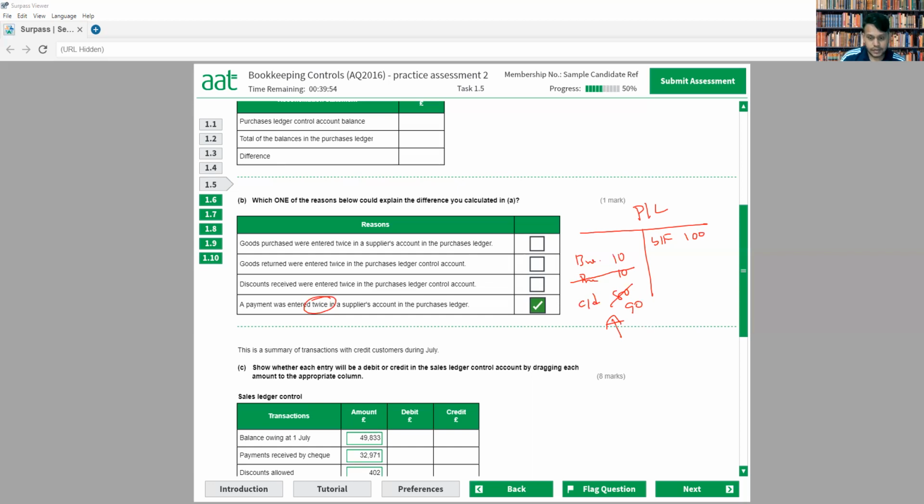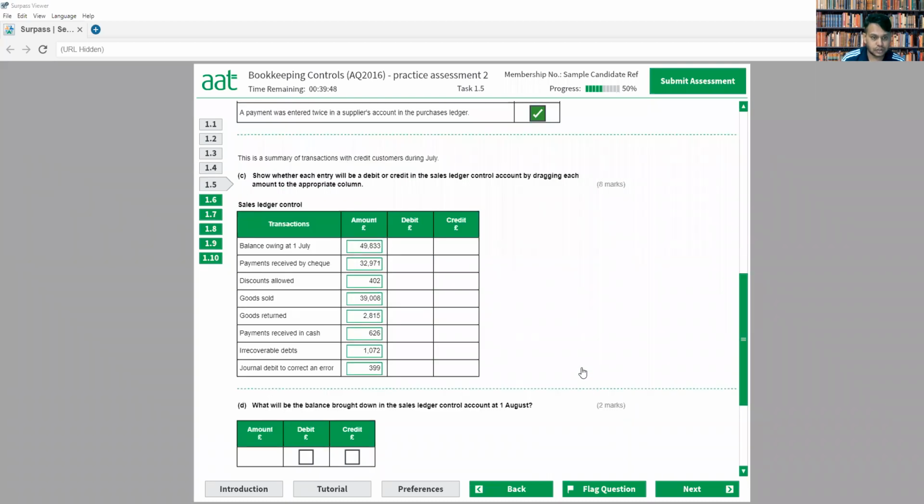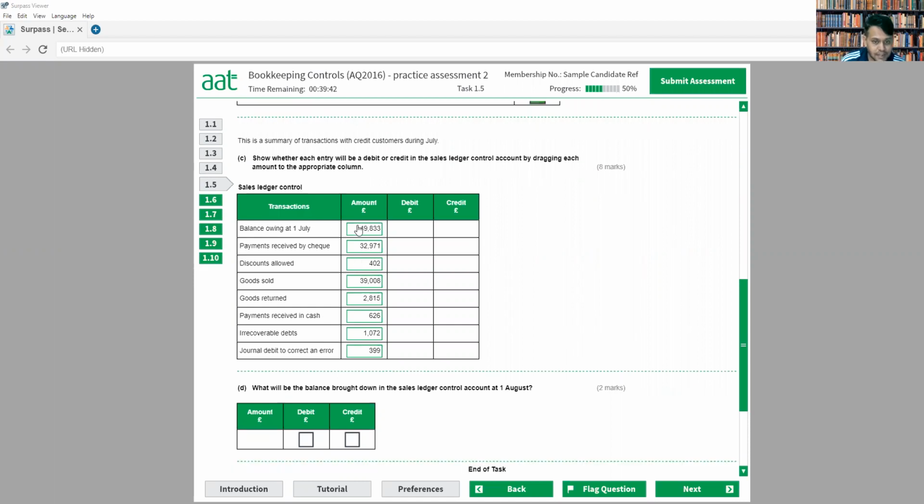All right, let's move to the next one. The next one we have here is the sales ledger control. This is the opposite of the purchase ledger control. The opening balance is always an asset, so it will be debit. Remember that, because sales ledger control represents how much I'm expecting from my credit customers. So it's my asset, it's my debit.